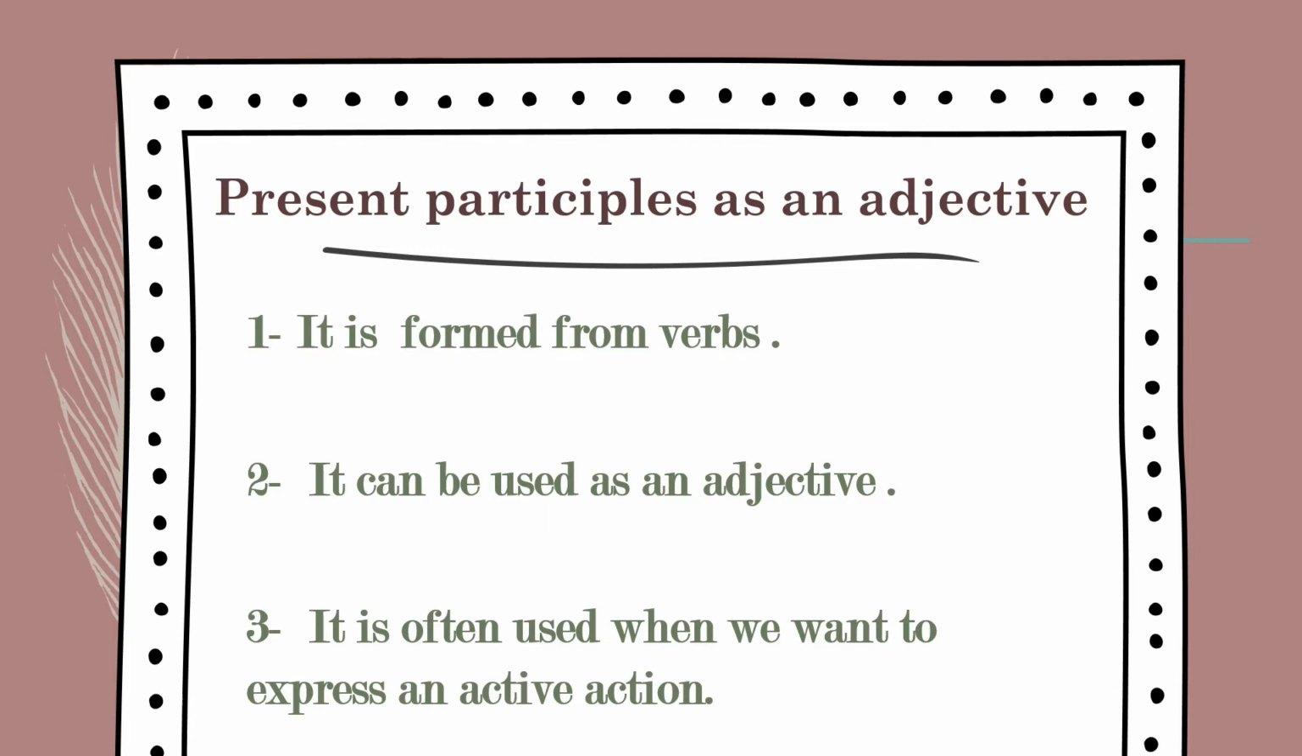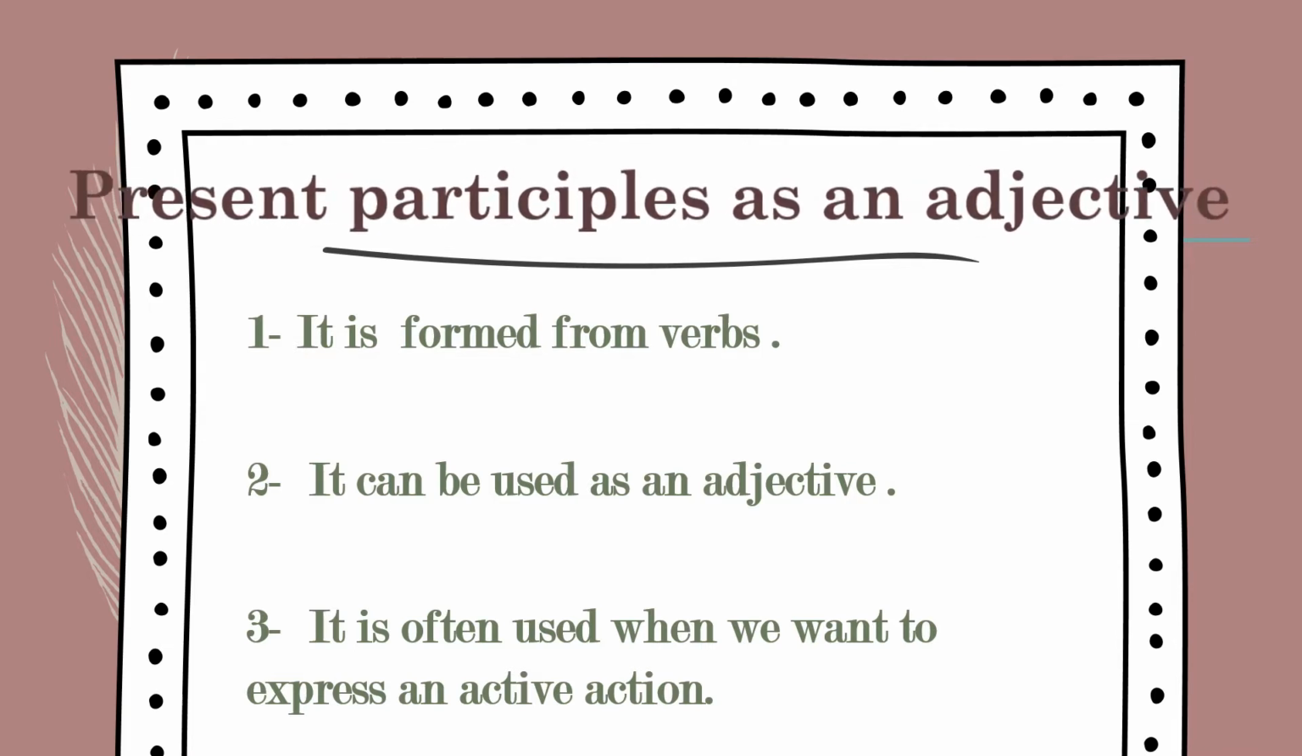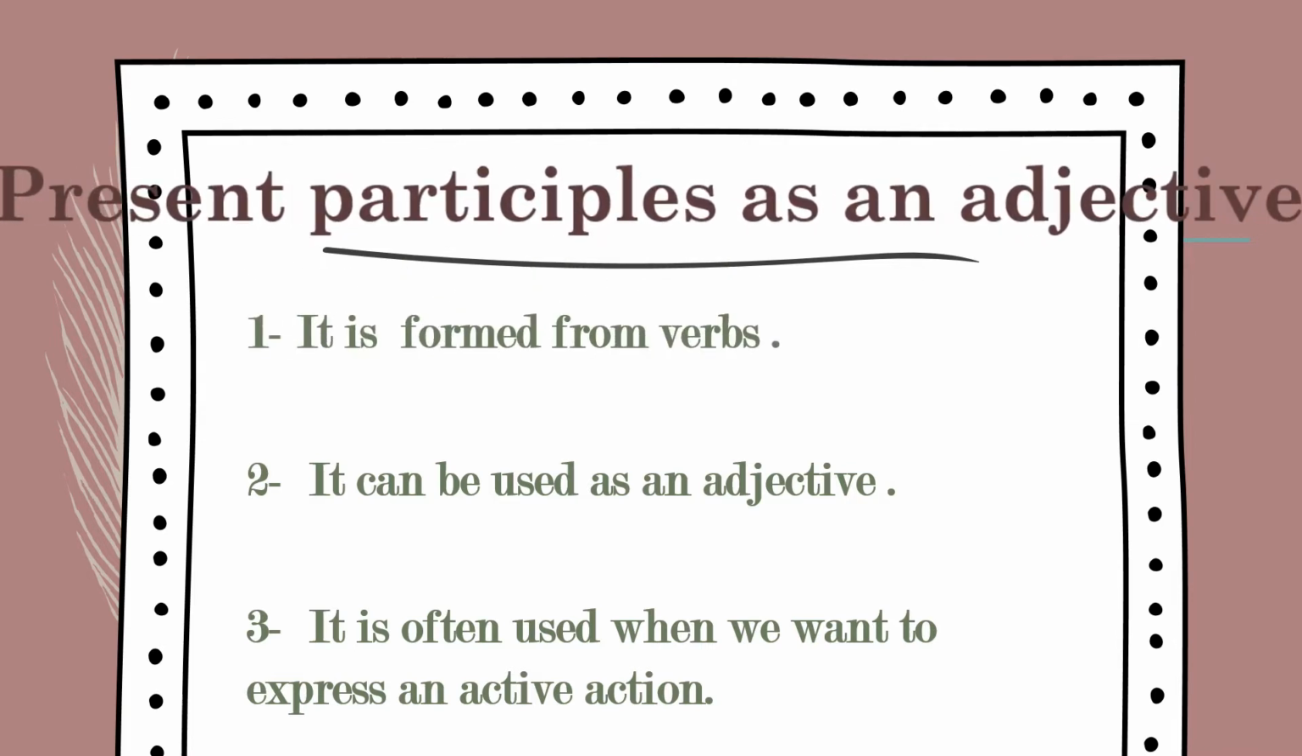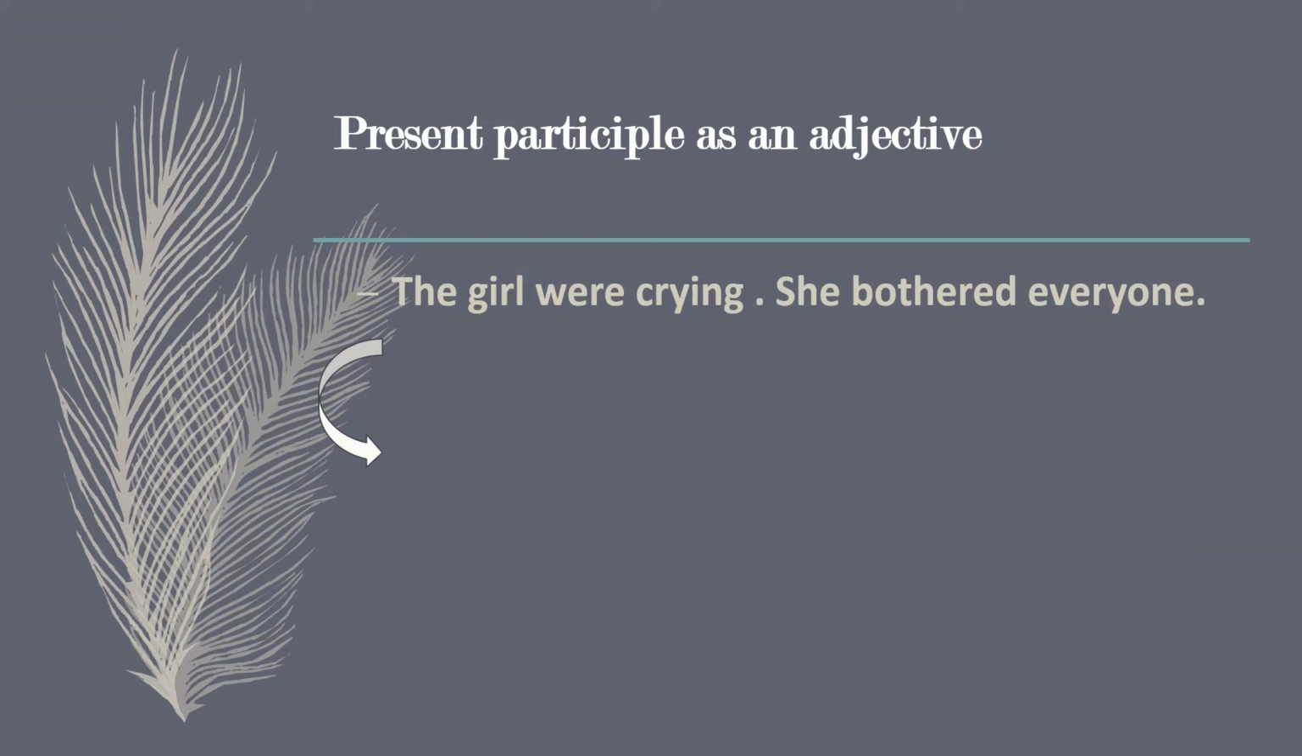So the ideas that you have to know about the present participle as an adjective: it's formed from verbs. It can be used as an adjective, and it's often used when we want to express an active action. Before we start in our book, let's take an example about how we can rewrite the sentences by using the present participle as an adjective.